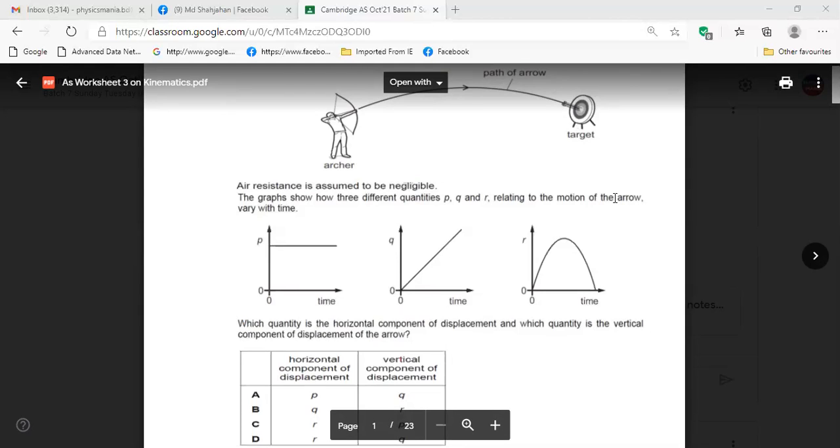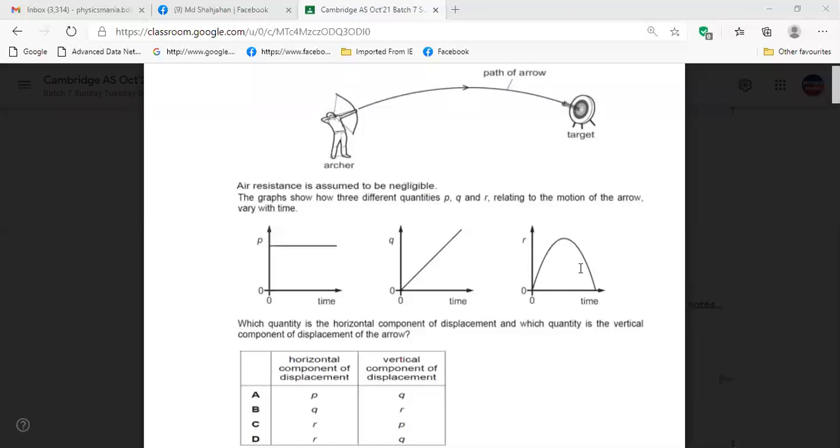You see, at the beginning it's zero displacement, and at the end also zero displacement, right? And the displacement is increasing, but the rate of increase is not uniform, right? It's gradually decreasing the rate, isn't it?